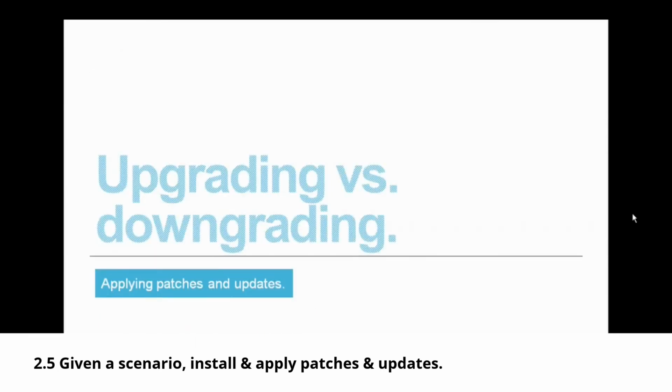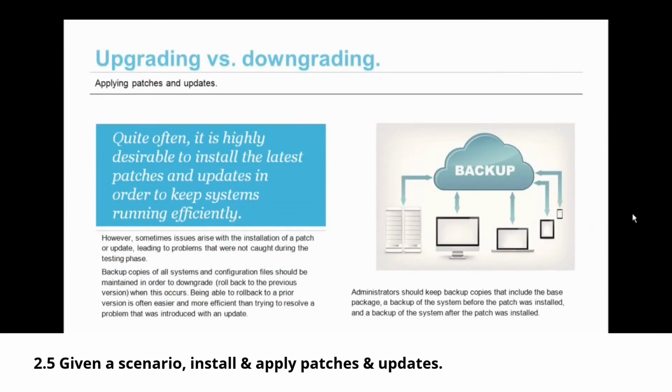Now let's discuss upgrading versus downgrading. Quite often, it is highly desirable to install the latest patches and updates in order to keep systems running efficiently. However, sometimes issues arise with the installation of a patch or update, leading to problems that were not caught during the testing phase. This is where backups and downgrading come into play. Backup copies of all systems and configuration files should be maintained in order to downgrade or roll back to the previous version for when a problem occurs during the deployment of a patch or upgrade.